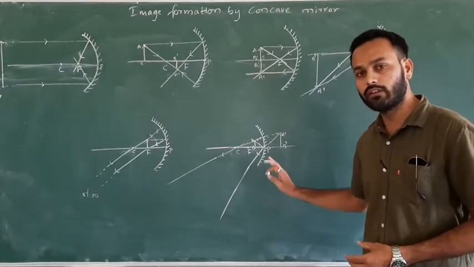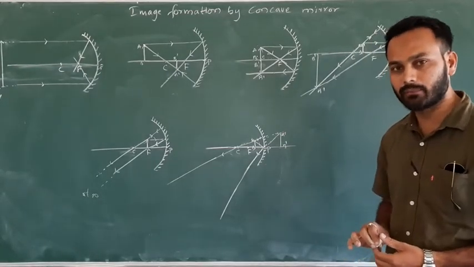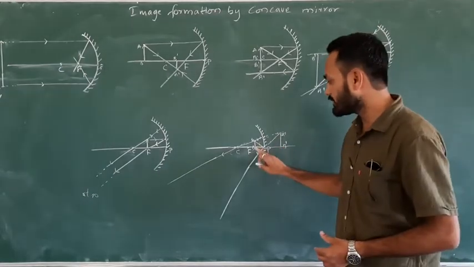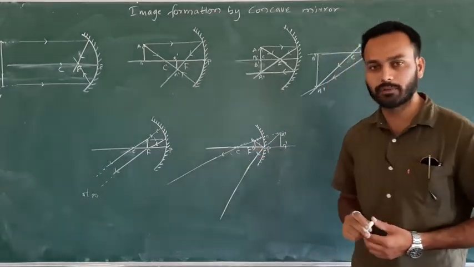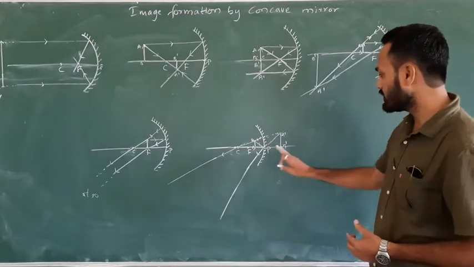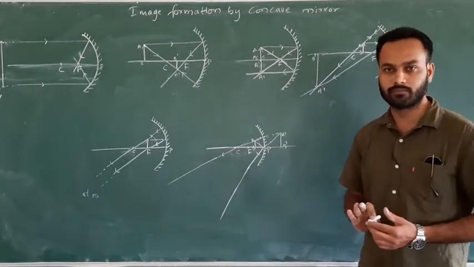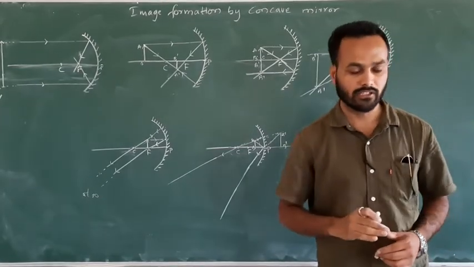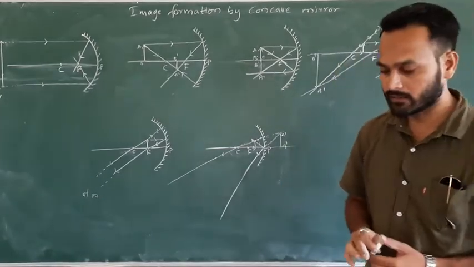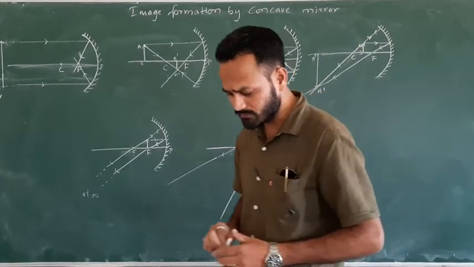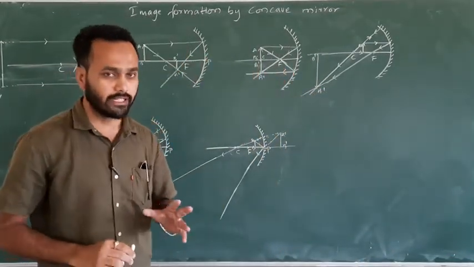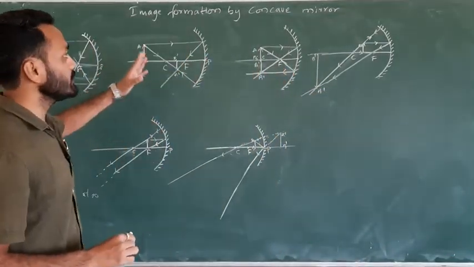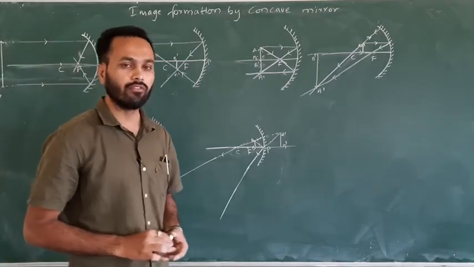Okay, so what we conclude from this ray diagram is that when the object is placed between pole and the principal focus, the image is formed behind the mirror. Yes, and the size is enlarged and the nature is virtual and erect. So in this session we have completed the part that is image formation by concave mirror.